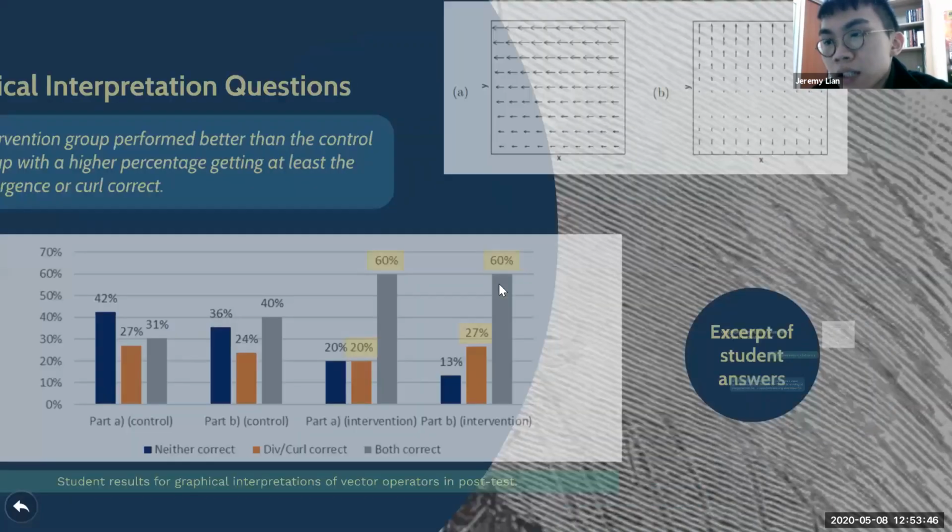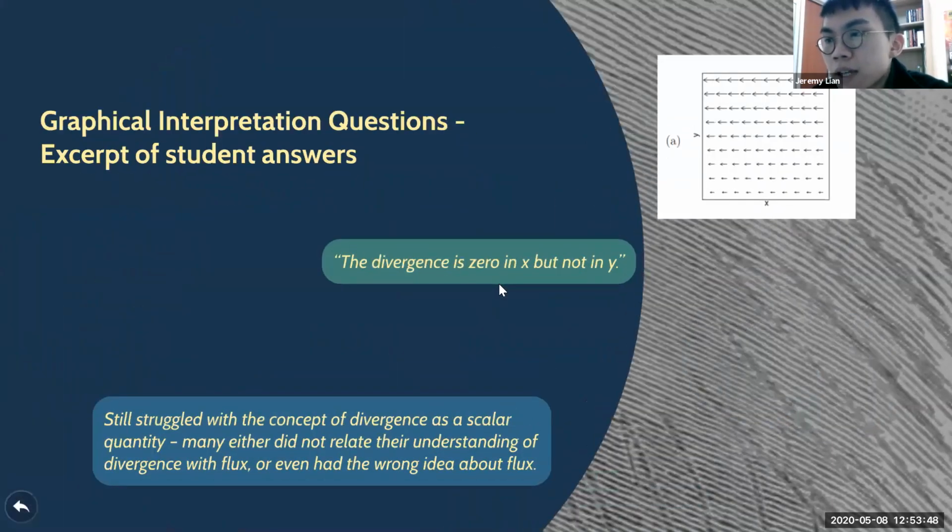Now, a representative example of the kind of reasoning given by a student with the wrong answers is shown for the case of divergence in part A. This student made the claim that the divergence is zero in X but not in Y. This is an indication that students who got this question wrong still struggled with the concept of divergence as a scalar quantity. They either did not relate their understanding of divergence to flux or even had the wrong idea about flux.